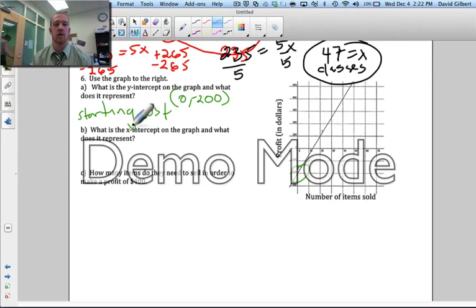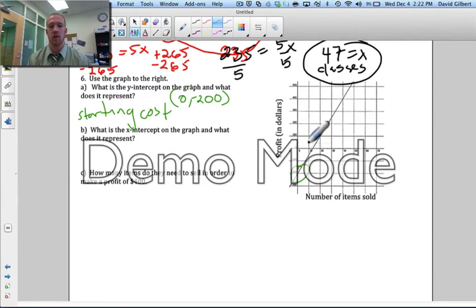What is the x-intercept on the graph and what does it represent? Oh, FYI, you have to write more than I've written here. I'm speaking to you and you're watching a video, so I assume you're hearing me, but you don't speak to me on a test or a quiz, so you actually have to write the words out. Okay, disclaimer over. So what is the x-intercept on the graph and what does it represent?